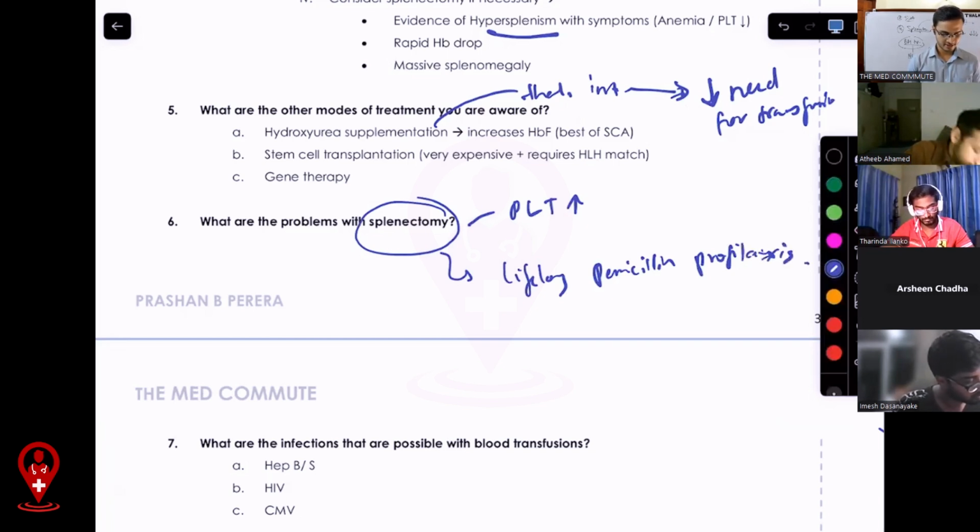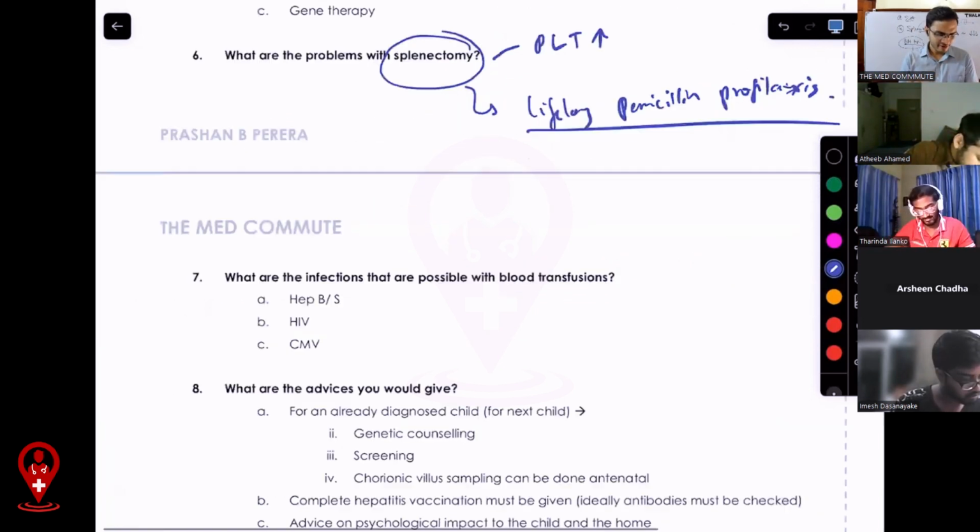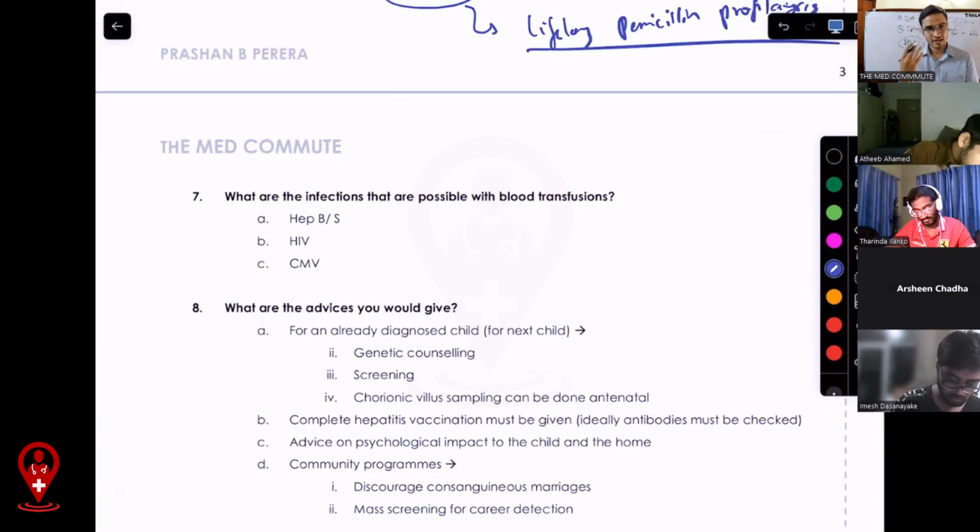Sorry about my handwriting, guys. Yeah, I'm holding the iPad in my hand. Okay, then, what are the infections that are possible? Yes, we've talked about this: hepatitis B, hepatitis C, not S, HIV, cytomegalovirus. All of these are possible.